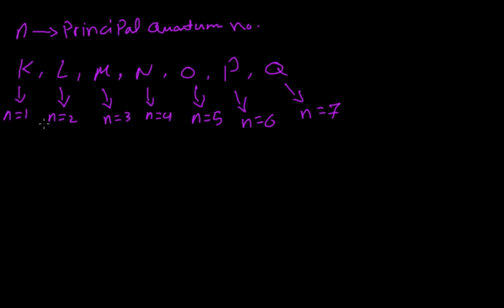A good thing to notice here is that the principal quantum numbers are integer numbers, right? So they always take an integer number, like 1, 2, 3, 4, not a decimal, like 0.5, 0.6, or 0.7. It has to be an integer. So that's it for the principal quantum number.